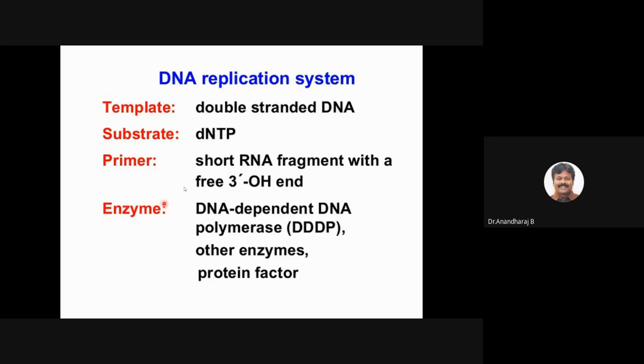Then we need some enzymes, DNA dependent DNA polymerase. There are so many enzymes involved. We are going to discuss them one by one. So in this slide, these things are very essential: template DNA, substrate, primer, enzymes, and some protein factors. There are a number of protein molecules playing an essential role in various stages of replication. We are going to discuss all those things.